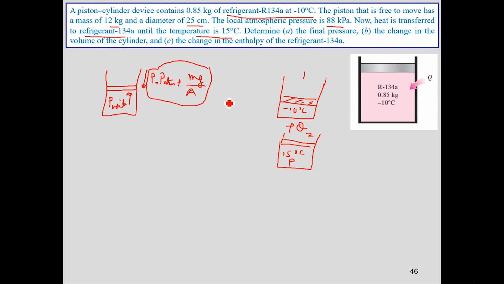Since in state 1 and state 2, this is not changing. The atmospheric pressure is not changing, the weight of the piston head is not changing, so the outside pressure at state 1 is equivalent to outside pressure at state 2. Therefore, the inside pressure at the two states would be the same. We have discussed it so far. Is it clear so far?